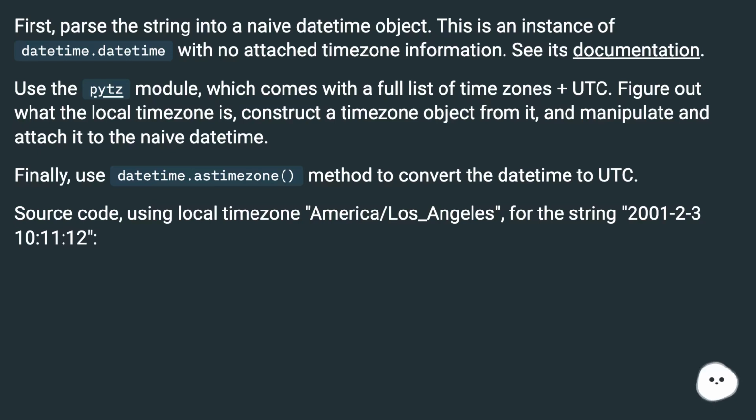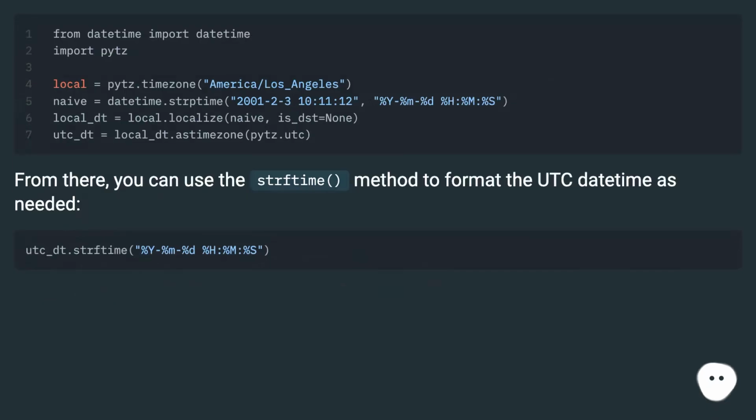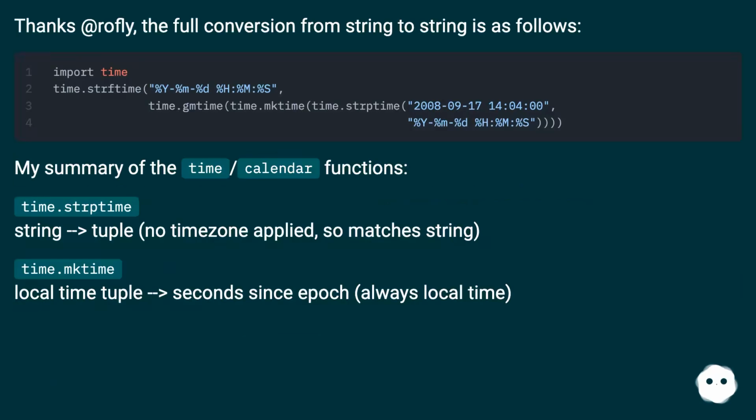Source code, using local timezone America/Los_Angeles, for the string 3rd of February 2001 10:11 and 12 seconds. From there, you can use the strftime method to format the UTC datetime as needed. Thanks. At roughly, the full conversion from string to string is as follows.